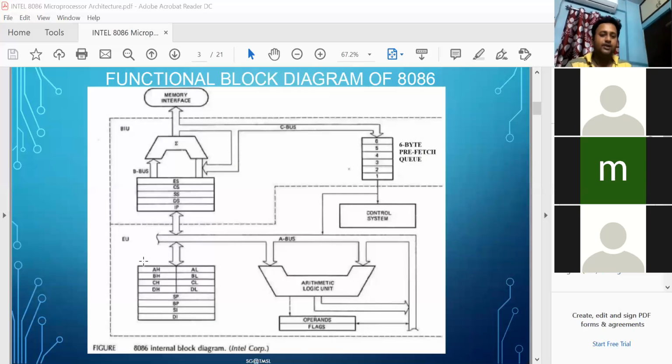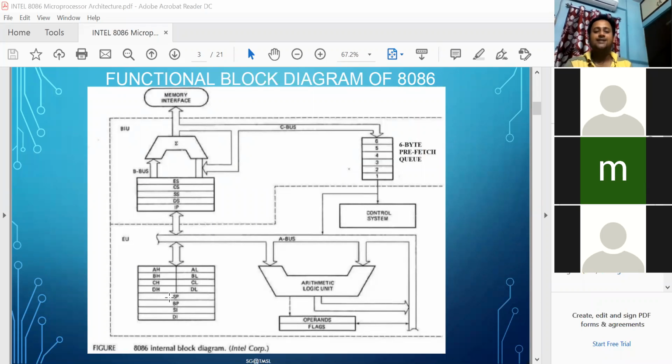Next register is here. The special purpose registers are SP, stack pointer, BP, base pointer, SI, source index, and DI, destination index. All these are 16-bit registers. These are special because these are used to store the offset addresses.